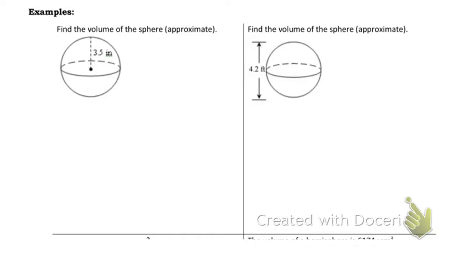All right, so it says find the volume of the sphere and approximate it. So our volume of any sphere is going to be 4 over 3 pi r cubed. As soon as I know a radius, 3.5, that's just something we're going to plug into our calculator. So this volume is going to be 4 over 3 times pi times 3.5 cubed. In your calculator, you're going to do 3.5 cubed, and then multiply by 4 over 3, and then round to the nearest tenth.